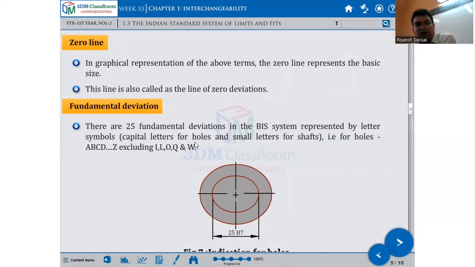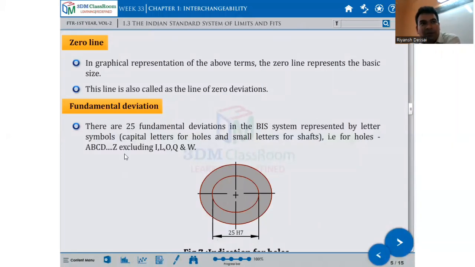There are 26 letters, but there are 25 up to A, B, C, and Z. There is one letter missing. Please find out which. Excluding, see, A, B, C to Z, excluding letters I, L, O, Q, and W. That is for the hole system of A, B, C to Z, excluding these letters, that is I, L, O, Q, and W.